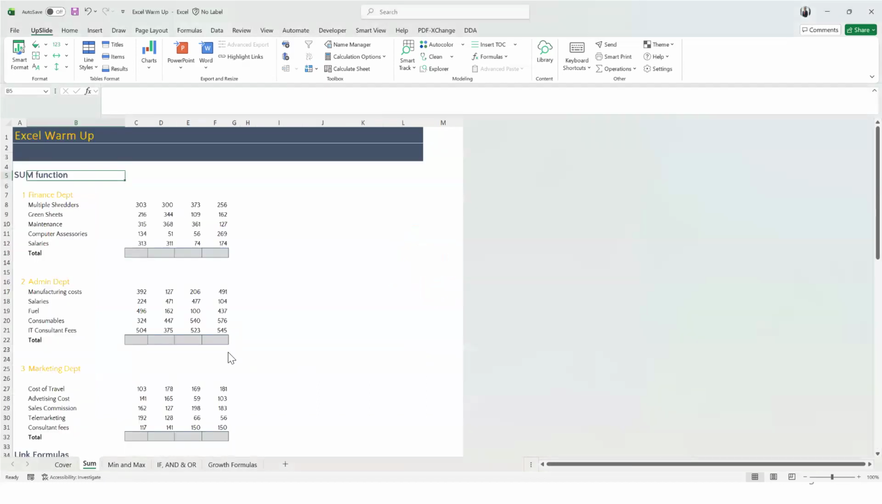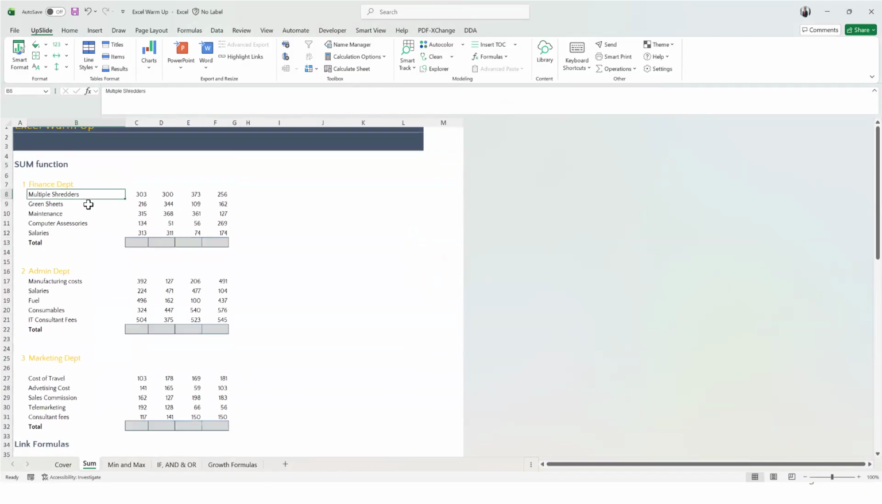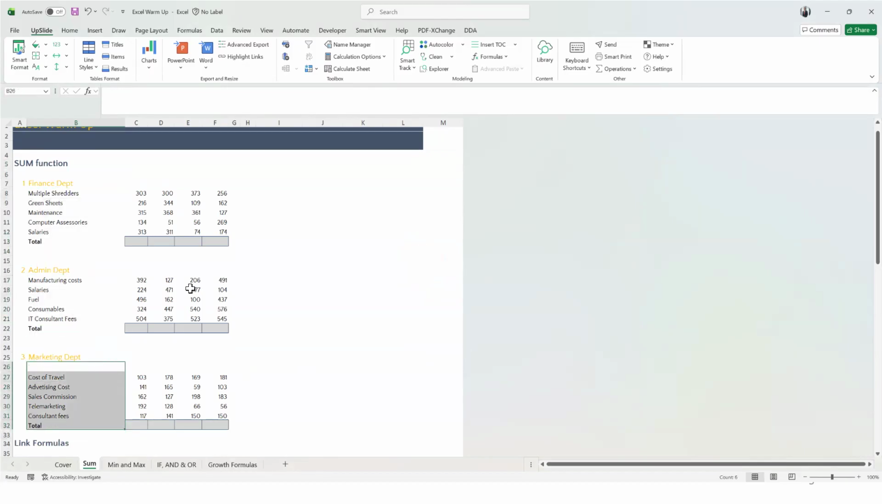So we first start with sum, right? The basic thing, sum in Excel. Sum in Excel is pretty much to add. Just for context, let's assume this is the budget for the finance department, admin department, marketing department, and we want to do a sum. A sum is pretty much Alt plus equals. That's pretty much what sum is, right? Then we are together.